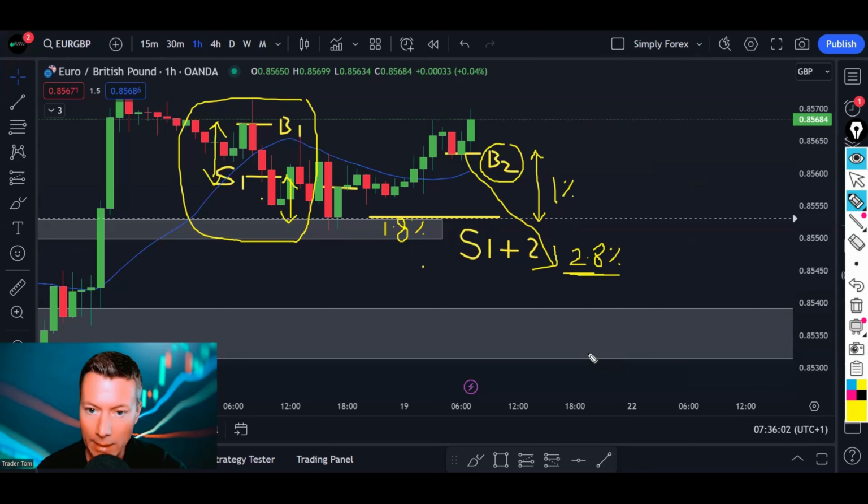You need to keep tight control of that money management and risk. And I'm fully aware of that risk if price goes against me. I'm not just adding to a trade willy-nilly, right? I have to have tight control of that money management. And we'll see what happens to this euro pound trade.